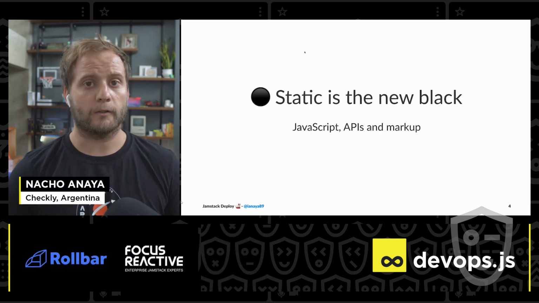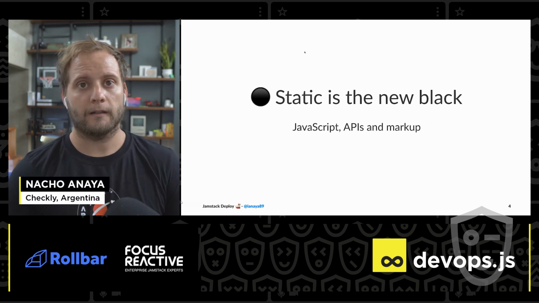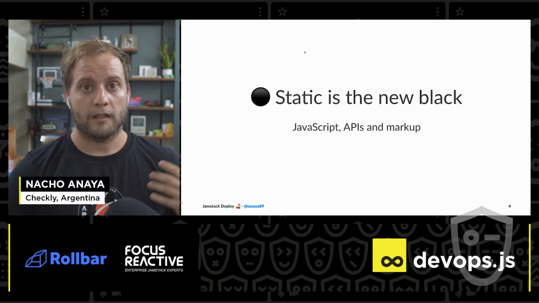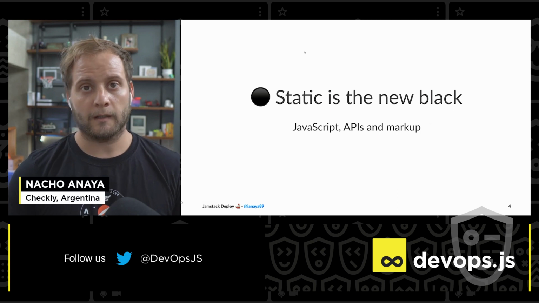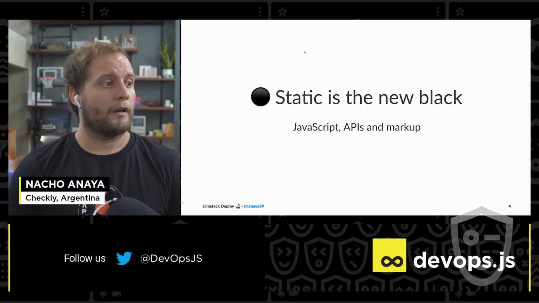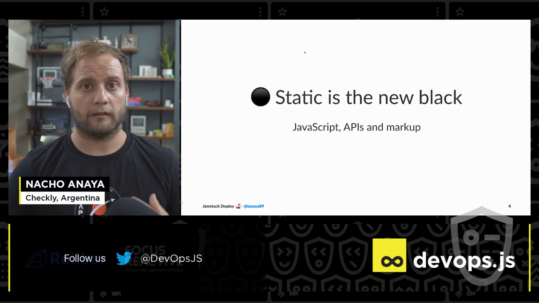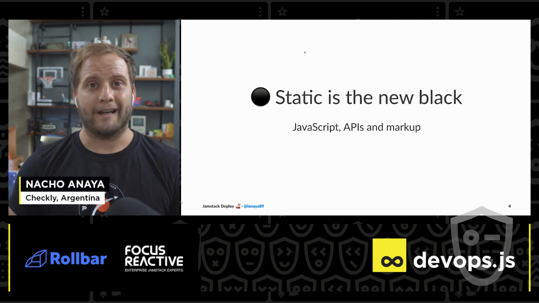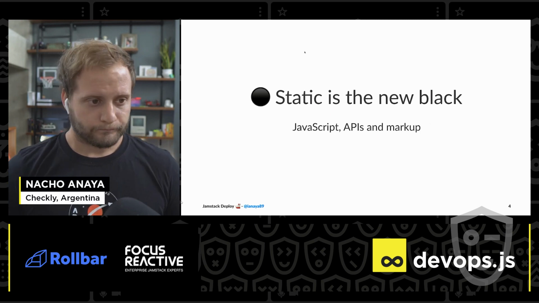So let's start talking about the JAMstack. JAMstack is the new black. This is probably something you hear a lot in the latest couple of months, about JavaScript, APIs and Markup. That's basically the main thing about JAMstack. JAMstack is not a framework. JAMstack is an architecture designed to make the web faster, more secure, and easier to use. And of course, also easier to scale.